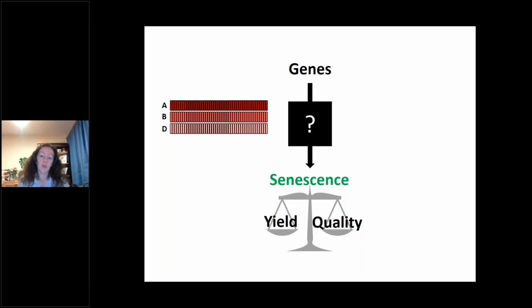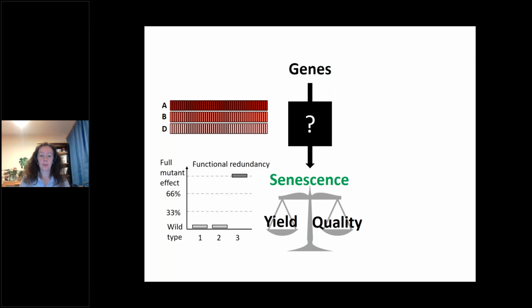We also identified the NAM-B1 gene, which underlay the GPC QTL, which I mentioned earlier. But this didn't really tell us much more about the regulation of senescence in wheat, and we think this is largely due to functional redundancy between genes. If we knock out one copy, we just can't see any phenotypic effect, as you can see here.